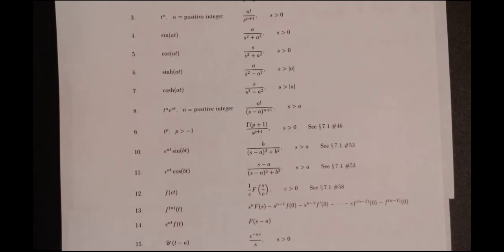If I'm taking an nth derivative, I get s to the n times the Laplace transform. And then 1 less power, f of 0. 2 less power is f prime of 0. All the way down to no s's, one less derivative. Those are all my initial conditions on the right-hand side. That's why I have to have initial conditions to do this.